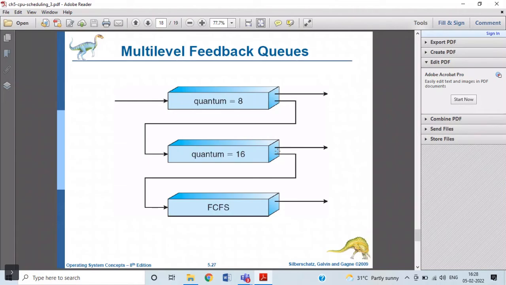In order to complete this process, it moves to the third level, and it uses the first come first serve scheduling algorithm, which is non-preemptive. So it will complete its execution in this priority level with first come first serve, and it will come out.